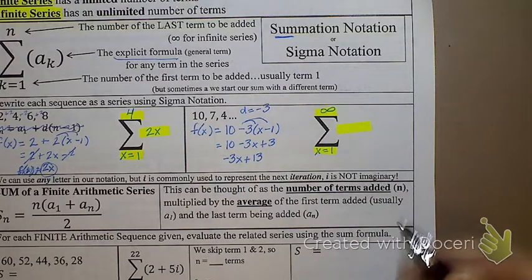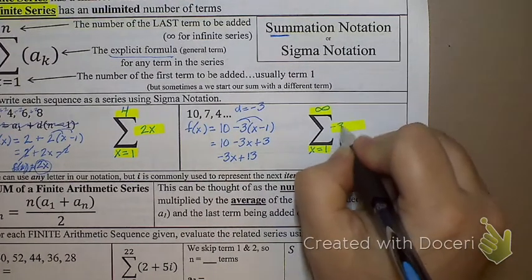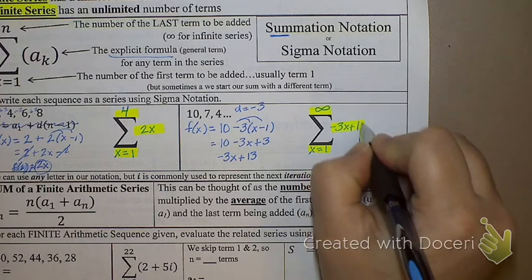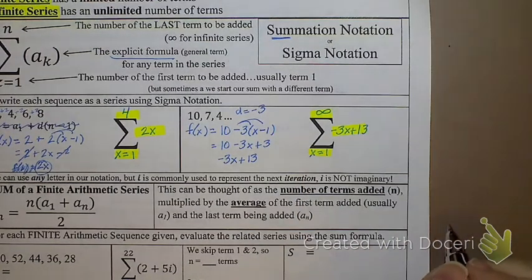Is that right? And that's what goes there. Easy peasy? Could you do that on your own? Good, because that's on your homework. All right.